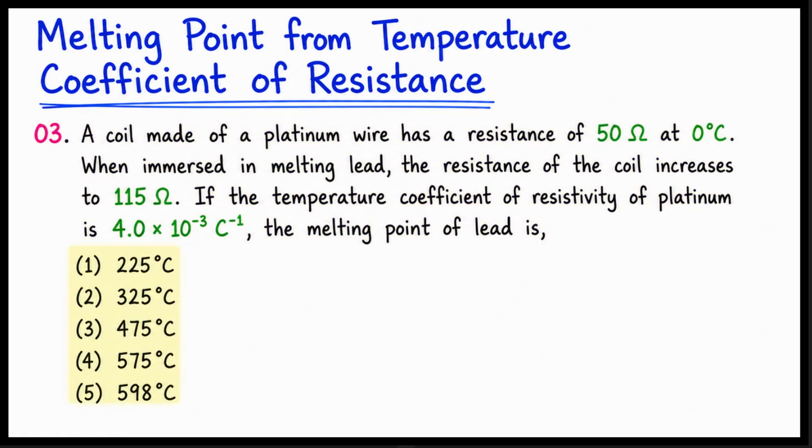Before we crunch, name the principle. The temperature coefficient of resistance formula applies here. For small temperature changes, the resistance of a metal varies linearly. R sub theta equals R0 times 1 plus alpha theta. We have R0, we have R sub theta, we have alpha, we just need to solve for theta. One line of algebra, let's do it.